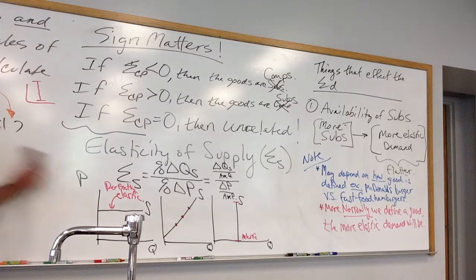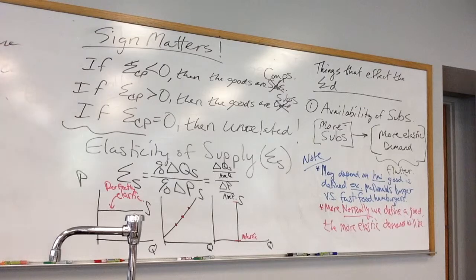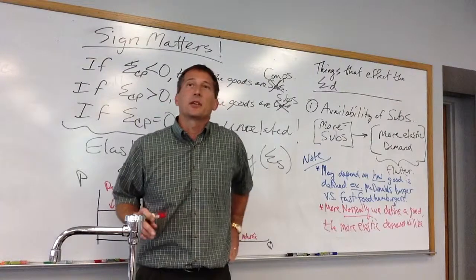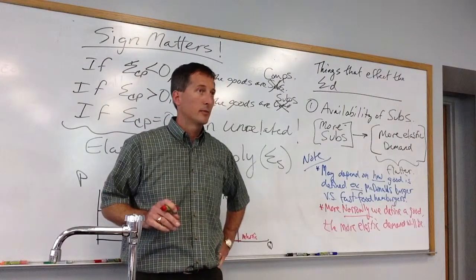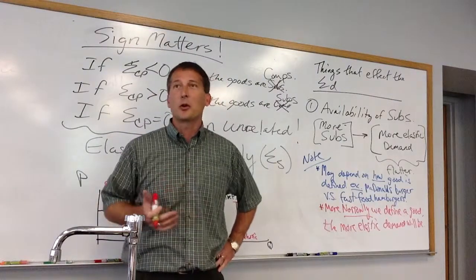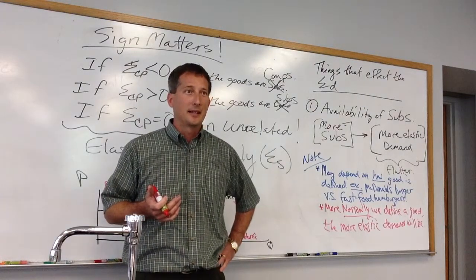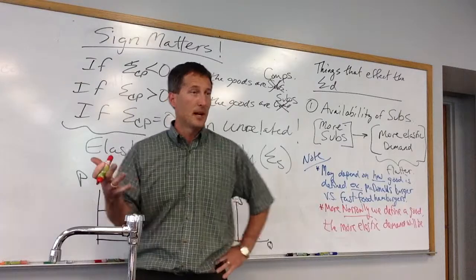All right, number 2, the fraction of income spent on the good. Which one are you more responsive to? A 20% increase in the price of a pack of gum or a 20% increase in the price of an iPod? Which one do you change your behavior more quickly on? The iPod, the more expensive item, right?